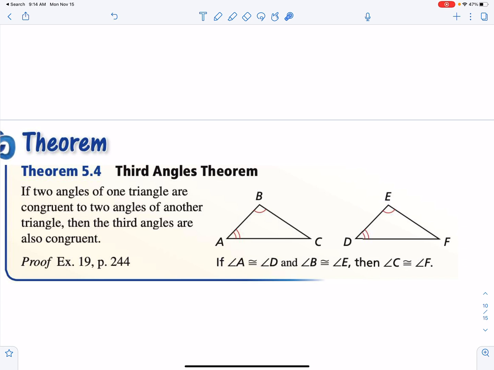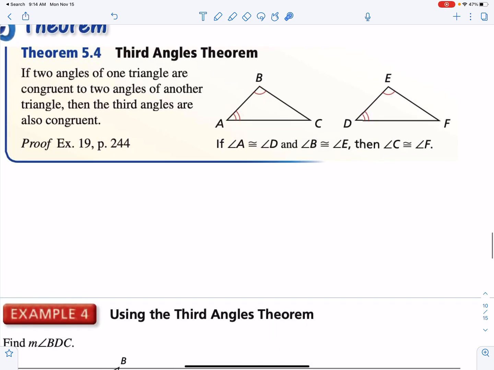And that's simply because the triangles have to add up to 180. So ABC, the sum of those angles has to be 180, as well as the sum of angles DEF has to be 180. And if I know two of the three are the same, the third one has to be the same.